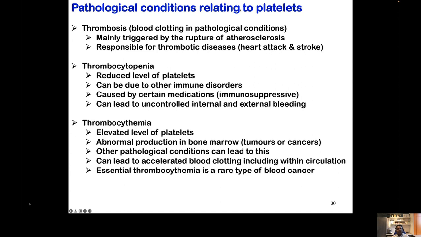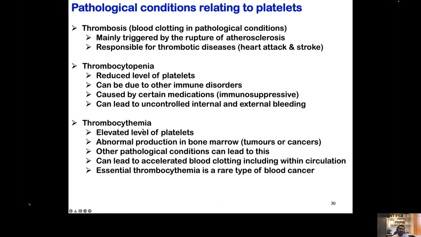OK, what if the platelet level is going down? That condition is called thrombocytopenia. It's a reduced level of platelets, and it can be due to immune disorders, similar to white blood cells, and it can be caused by certain mediators, for example, immunosuppressive mediators or immunosuppressive drugs. It can lead to uncontrolled internal and external bleeding because the platelets are critical for blood clotting. If you don't have enough platelets in the body, then we will bleed for a long time. It could be internal or external.